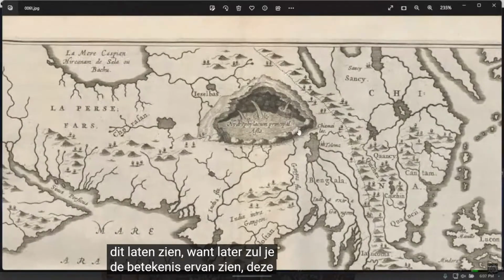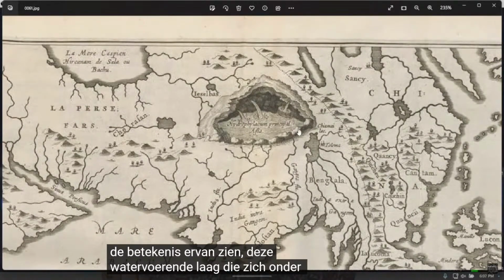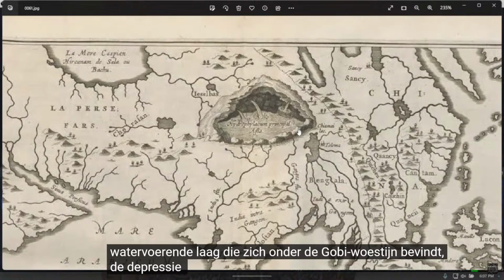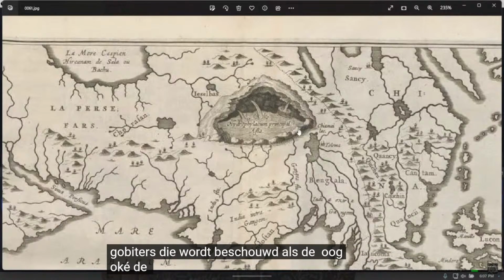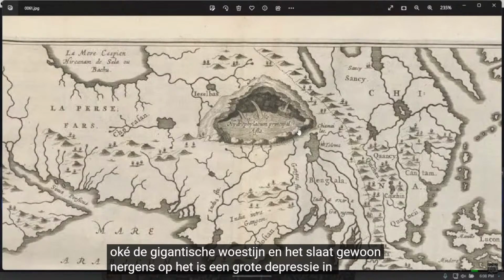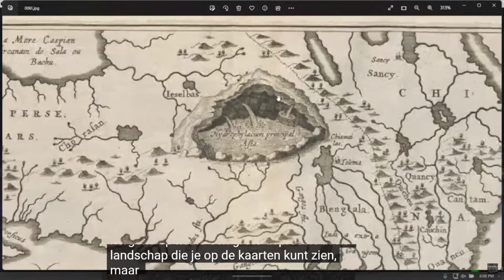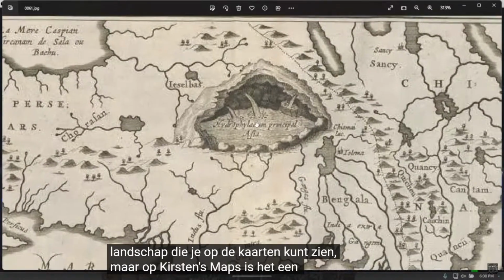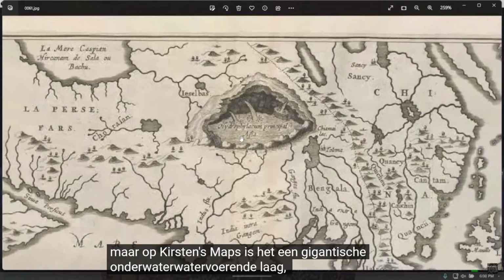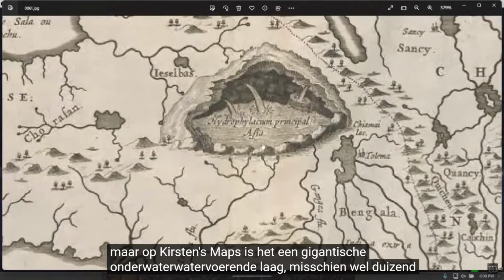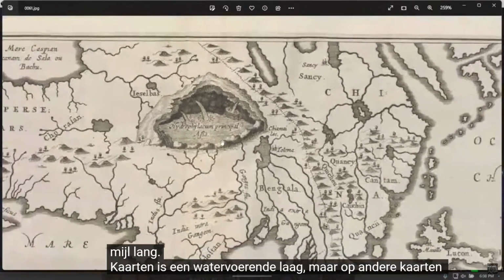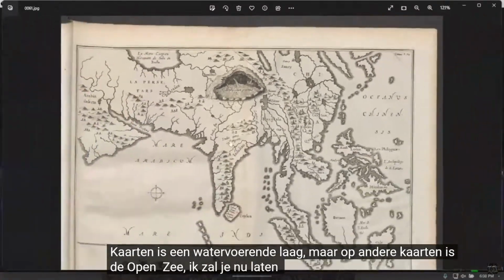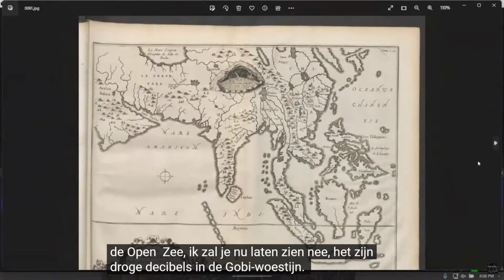Now I'm going to show you this because later on you're going to see the significance of it. This is the aquifer under the Gobi Desert, which is the depression over the Gobi Desert, regarded as the eye. It's a giant desert, and it just makes no sense. It's a great depression in the landscape, which you can see on the maps. But on Kircher's maps, it's a giant underwater aquifer, maybe 1,000 miles long. On Kircher's maps it's an aquifer, but in other maps it's an open sea. I'll show you now. No, it's a dry Dust Bowl desert in the Gobi Desert.